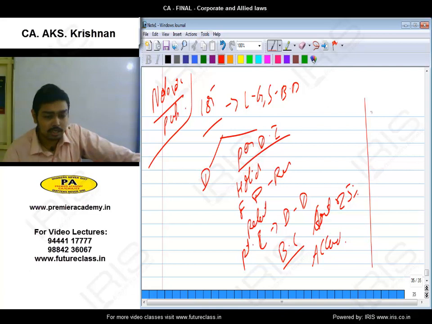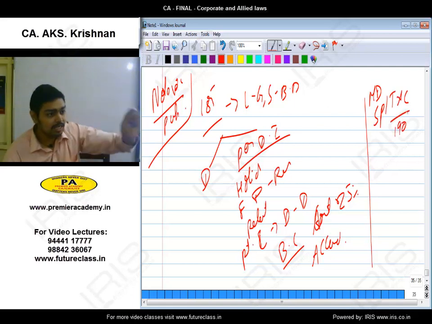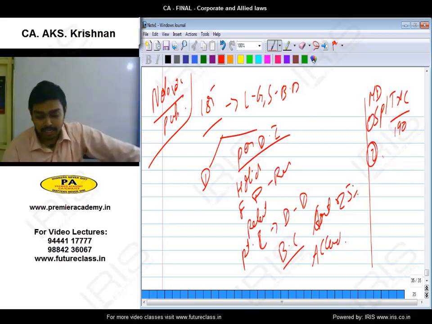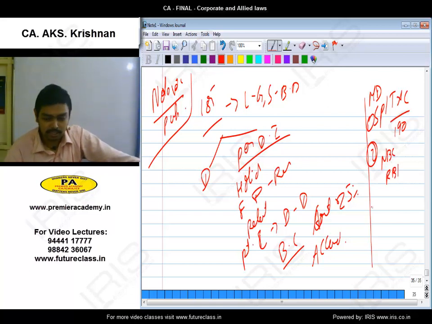Then what are the relaxations? MD, by passing a special resolution, and in the terms and conditions of the appointment itself, section 190, the written appointment note or contract note, you should state that you are eligible for this much of loans. Then this is MD. Second, ordinary course of business. NBFC, in the ordinary course of business, must at least charge the RBI rate of interest.